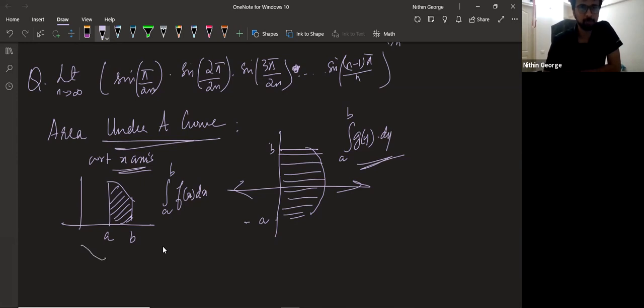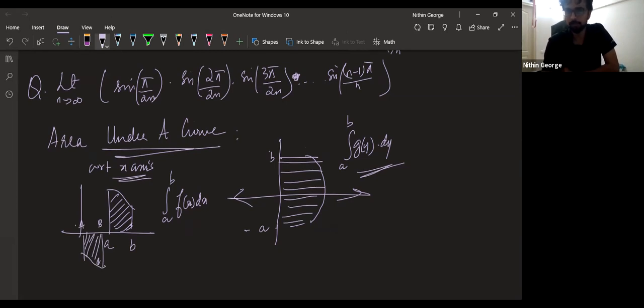So if f of x was like this, you'll be getting a negative area like this from A to B, if this was A and B. This is capital A, this is capital B. From A to B, you'll be getting a negative area here, if it's under the x-axis. If it's above the x-axis, you get a positive area. Similarly, for the y part, this is a positive area, and if you're getting it on this side, you'll get a negative area.